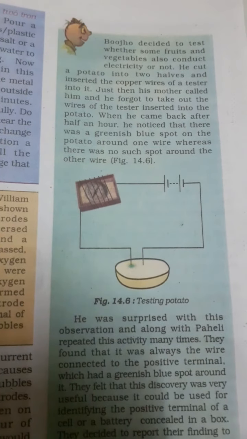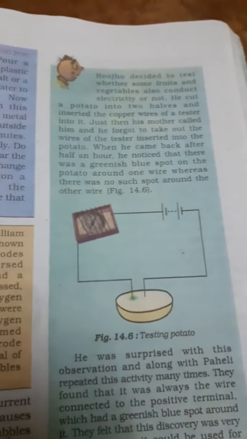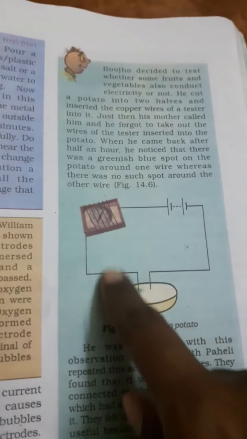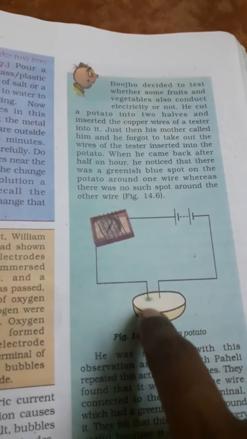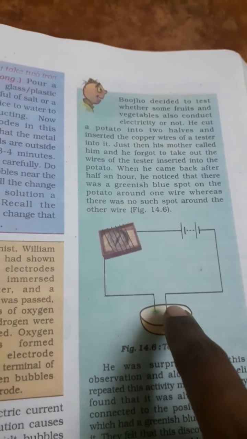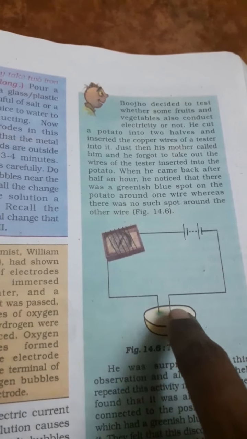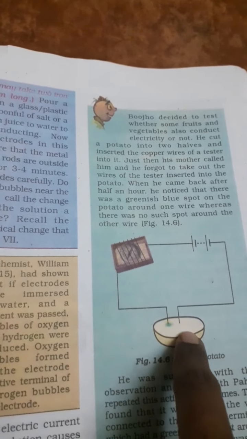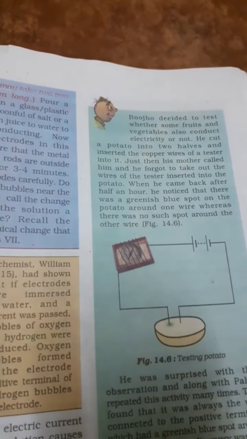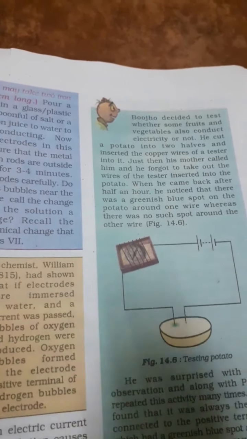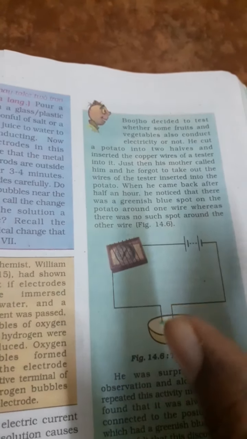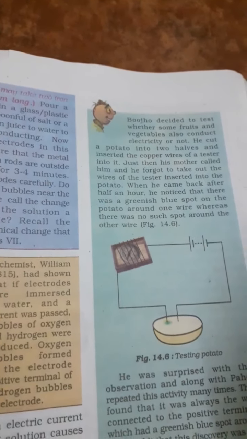And also here is some information for you. Boojho decided to test whether some fruits and vegetables will conduct electricity or not. So he arranged a setup like this. He takes the potato. He wanted to test whether the potato conducts electricity or not. So this is the tester, and he is using the potato to test it. And while he is testing, his mother was calling. So he kept the setup like this and went there.